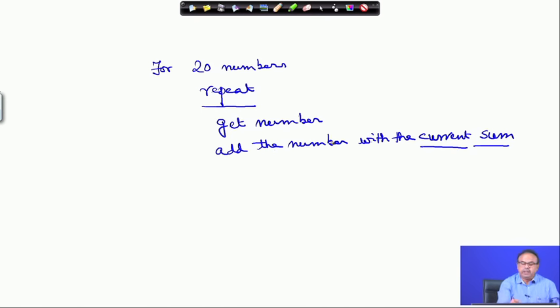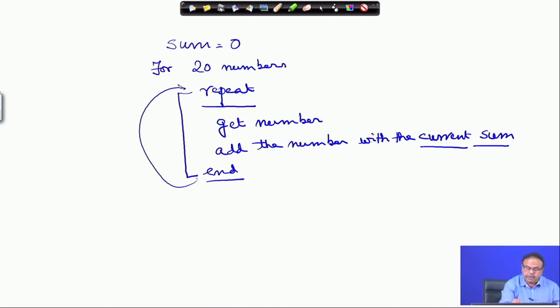Now, initially therefore, what should be the current sum? Initially when I am starting, the sum is 0. So, I can say let sum be 0 initially. Now, I get a number, add the number to the current sum, and this repeat. I am just showing as if it is a bracket, that this part I am repeating.